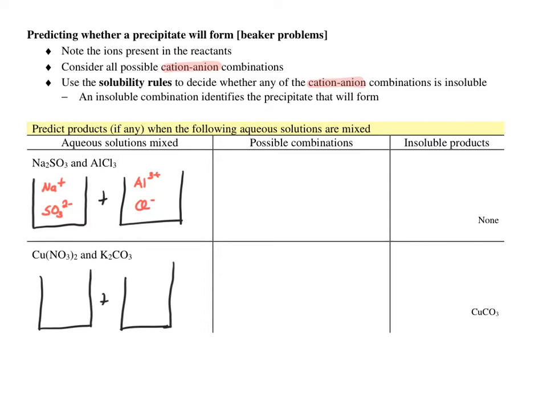The possible combinations, now again, cation to anion. So we have sodium partnered with chlorine, sodium partnered with sulfate. And we're going to write the formulas correctly such that the positive charges balance out the negative charges. Aluminum can be partnered with chlorine, and aluminum can be partnered with the sulfate.